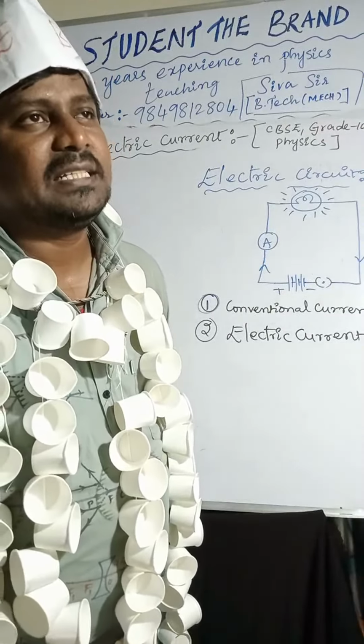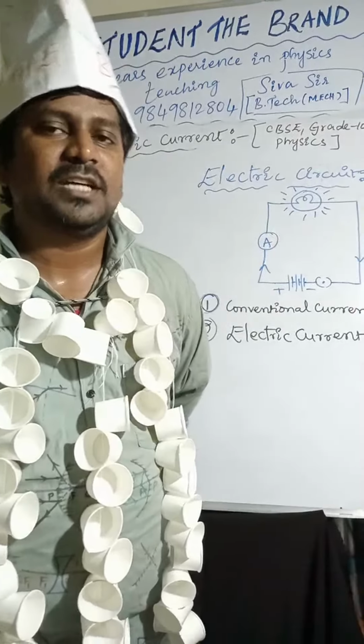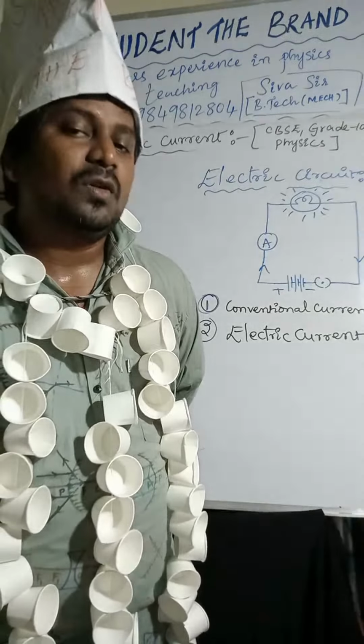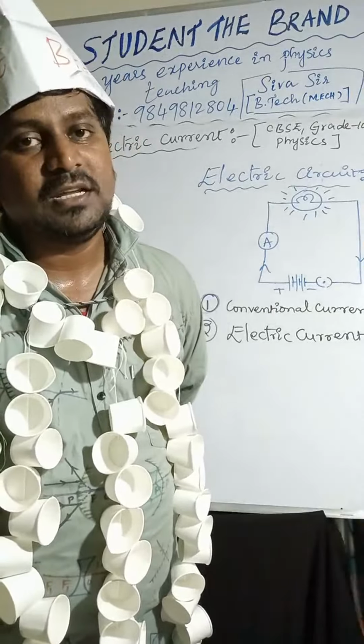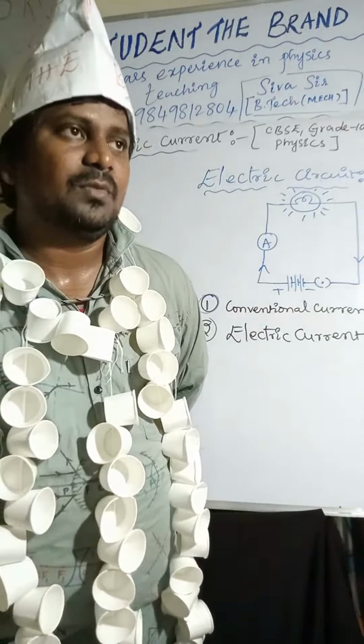So till now we discussed current, the rate of flow of charge. SI unit of current is ampere, SI unit of charge is coulomb, SI unit of time is second. So 1 ampere is defined as 1 coulomb of charge flowing through a unit cross section area per second. So 1 ampere is 1 coulomb per 1 second.